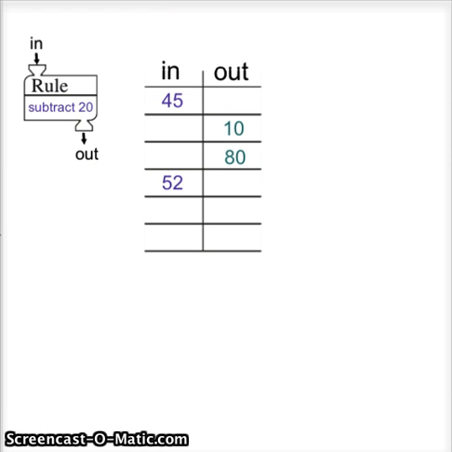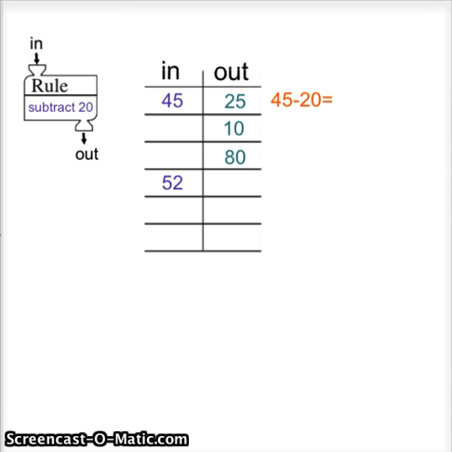In this example, the rule is subtract 20, and we know some numbers that are going in and some numbers that are coming out. So, if you know that 45 goes in, to find what comes out, the rule is subtract 20. So 45 minus 20 is 25.